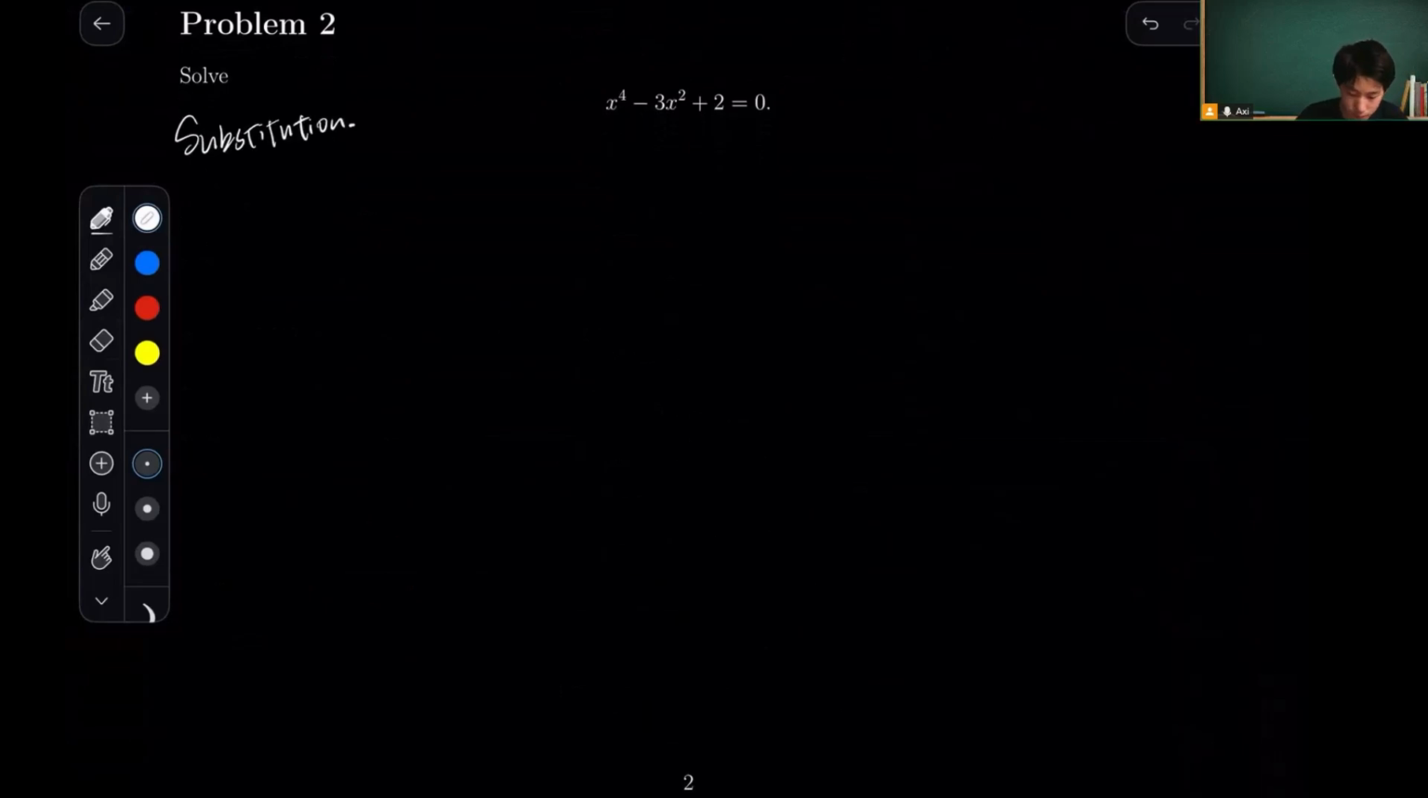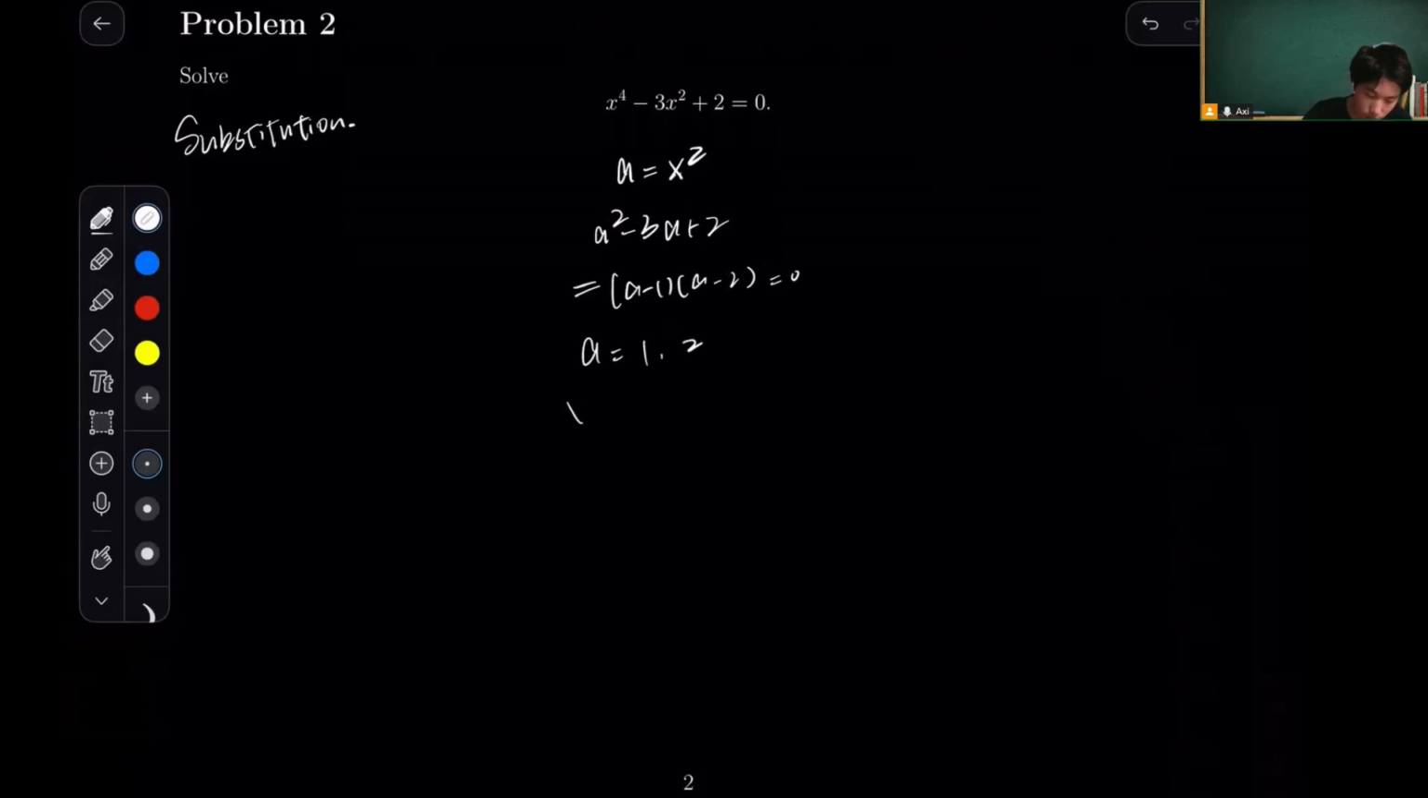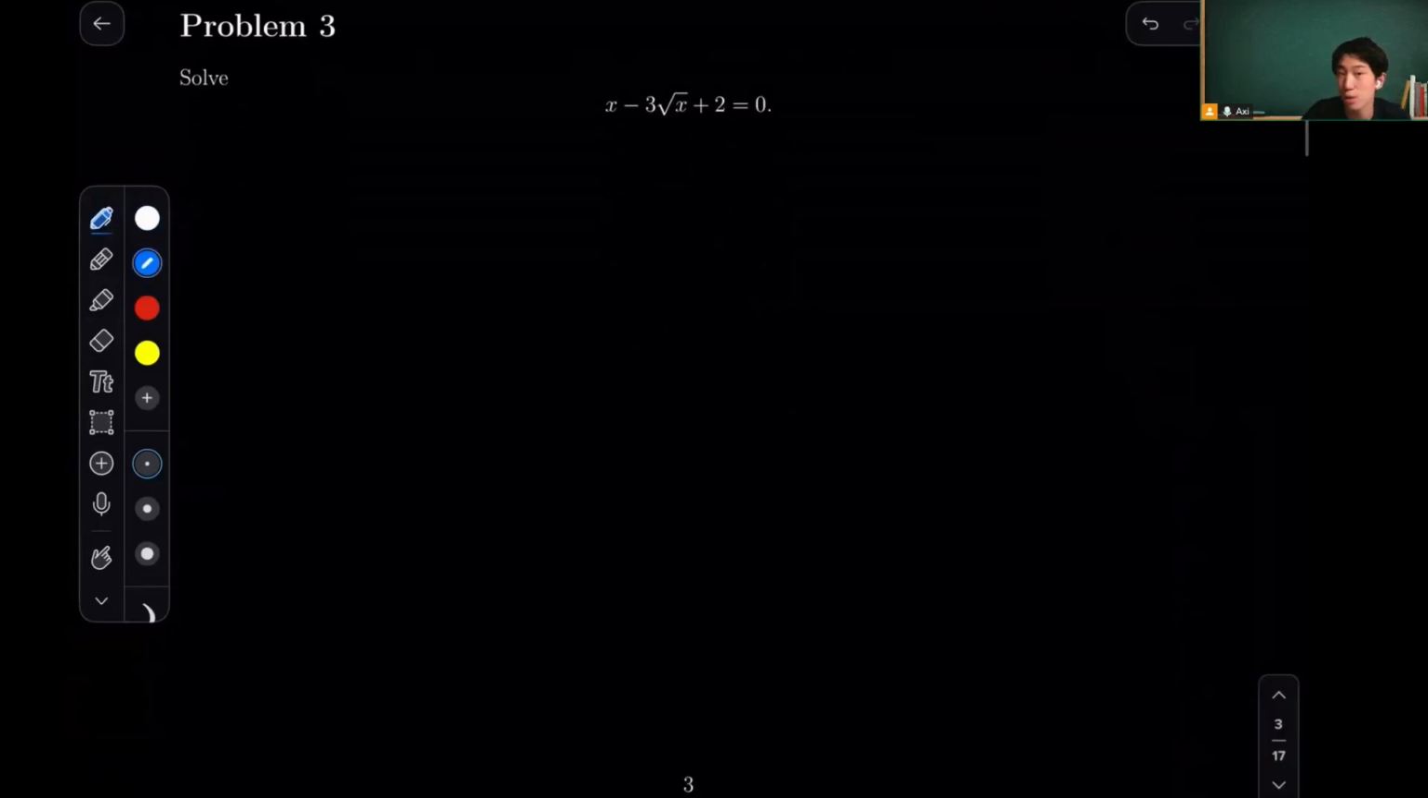For example, in this case, we can substitute a equals x squared. Then the original equation becomes this, which is factorizable because it is simply equal to a minus 1 times a minus 2. Since it is equal to 0, a is equal to 1 or 2. Therefore, x is equal to negative square root of 2, negative 1, 1, and square root of 2. And we're done. Similarly, this problem also requires substitution because this is not a standard polynomial that is easy to solve using root guessing.